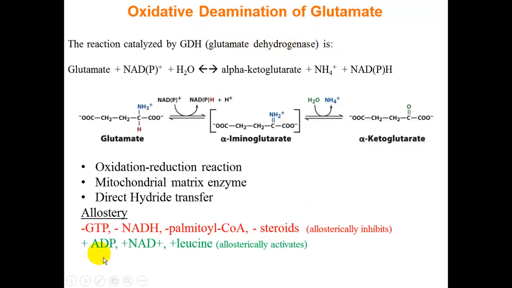Low energy states such as ADP and NAD+ allosterically activate it. The amino acid leucine allosterically activates glutamate dehydrogenase. So oxidative deamination and glutamate dehydrogenase is something that's very important. This stripping of the alpha amino group into the ammonium ion is now ready to go into the urea cycle.